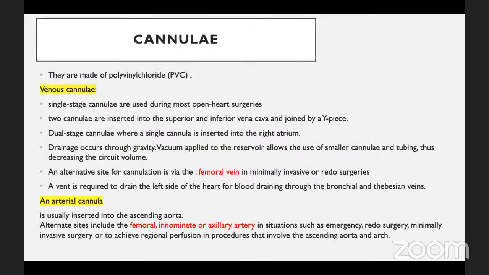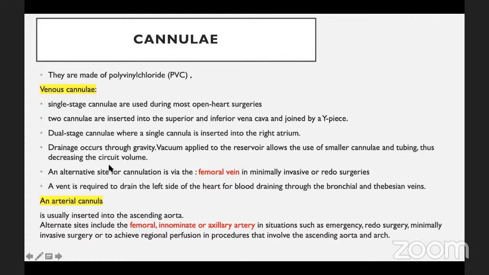Cannulae are made of polyvinyl chloride, both the venous cannula and the arterial cannula. For the venous cannula, either a single stage cannula is used during most open heart surgery, or two cannulae are inserted into the superior vena cava and inferior vena cava and joined by a Y piece. With a dual stage cannula, a single cannula is inserted into the right atrium. The drainage through this cannula occurs either through gravity or through vacuum applied to the reservoir to suction the blood.